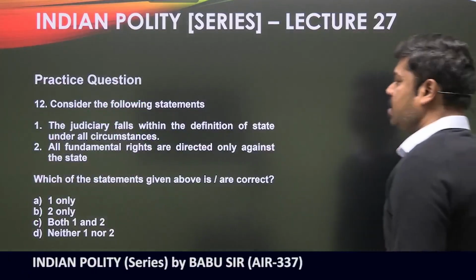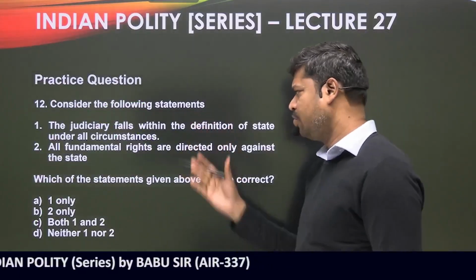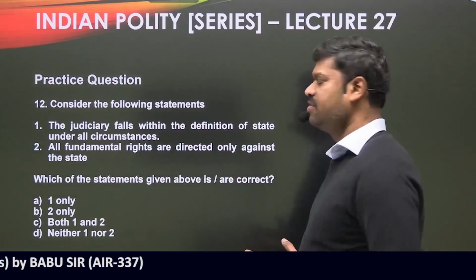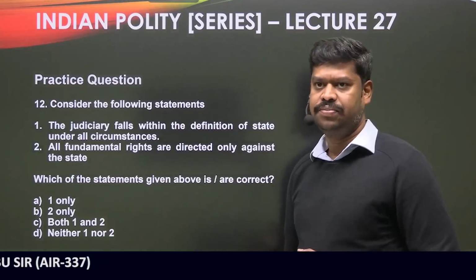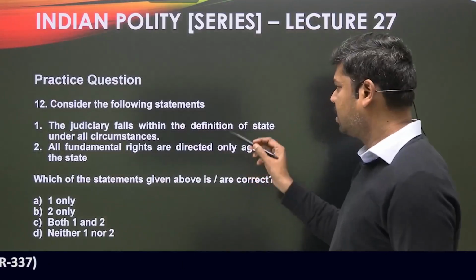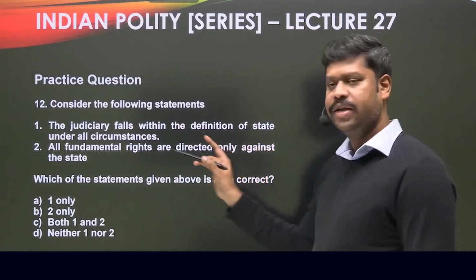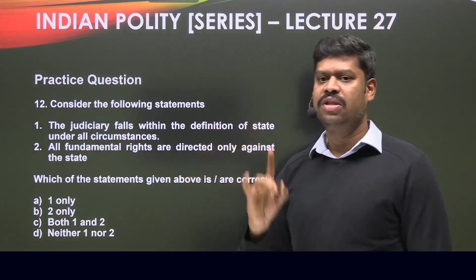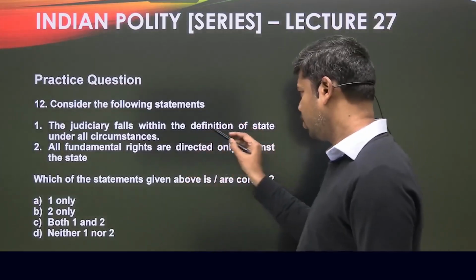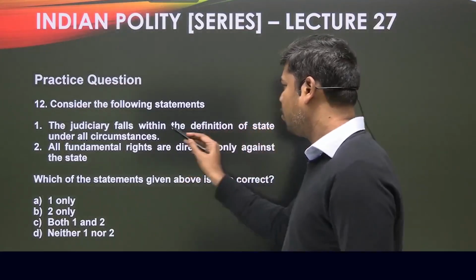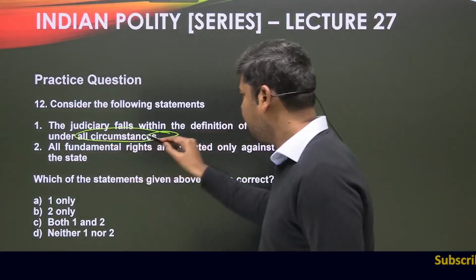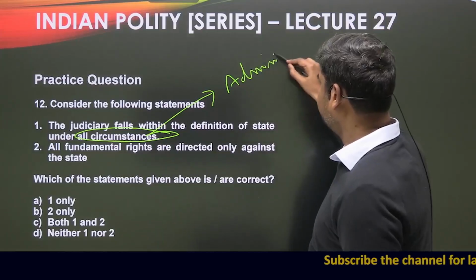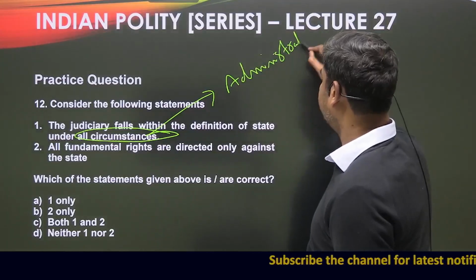Please come to question number 12. Consider the following statements. The judiciary falls within the definition of state under all circumstances. Although it is not explicitly given in the Constitution, the Supreme Court has made it very clear that the judiciary will fall within the definition of state when they are performing what are called administrative functions. So when they are performing administrative functions, yes, they may fall within the definition of state.